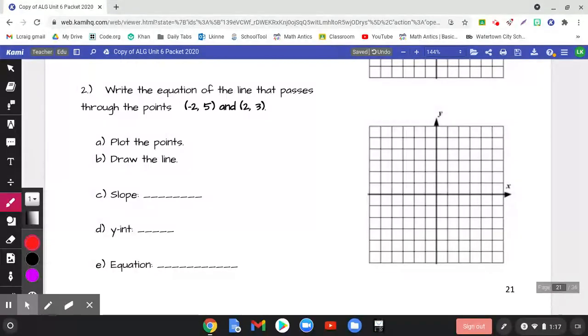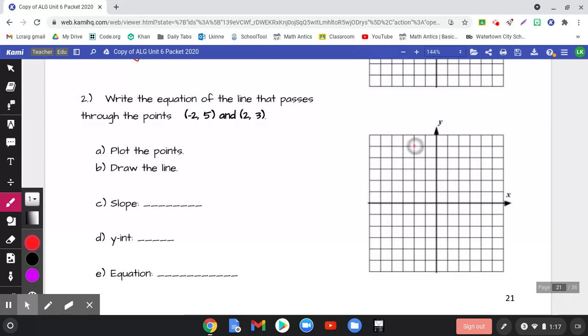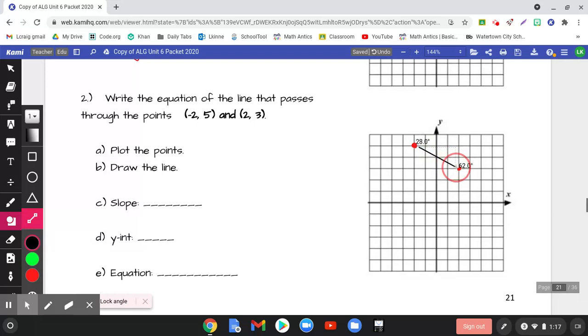So -2, 5, we're going to plot those points. So back 2, up 5, right there. And my second point is 2, 3, so we're going to go over 2 to the right and up 3. So we're trying to figure out the equation of that line that connects those points. So what I would do is carefully draw a straight line. I'd use a straight edge, ruler. On Kami, you can use the line function. Don't try and freehand, because if you try and freehand, you may not be able to see the y-intercept.